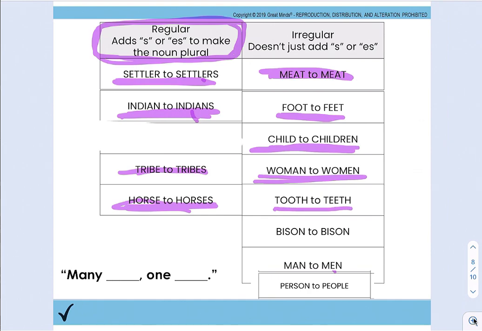We have tooth to teeth. Many teeth, one tooth. Bison to bison, we did as our practice one as well. Does not change. Man to men. Many men, one man. And then our person to people. Many people, one person. Once you have your cards in the correct categories, you can glue them down into the response section of your reading notebook.